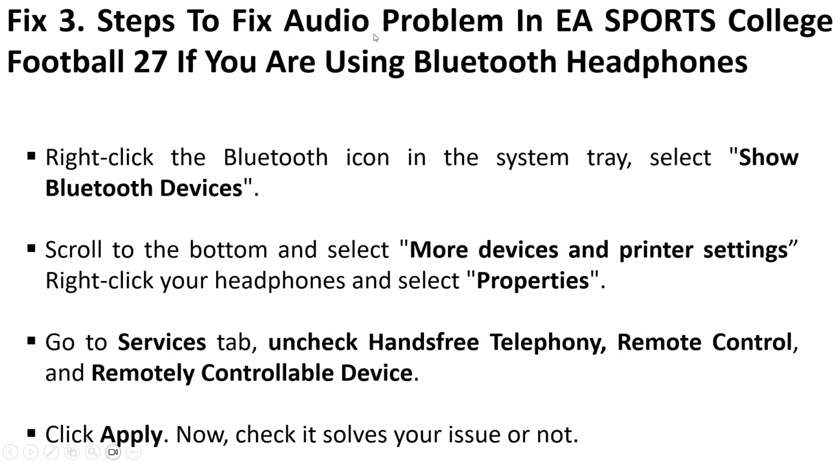Fix 3. Steps to fix audio or sound problem in EA Sports College Football 27 game if you are using a Bluetooth headphones. So right click the Bluetooth icon in the system tray, select show Bluetooth devices, scroll to the bottom and select more devices and filter settings. Right click your headphones and then select properties. Now go to services tab, uncheck hands-free telephony, remote control and remotely controllable device, then click on apply and then go ahead launch the game and check if your problem is solved or not.